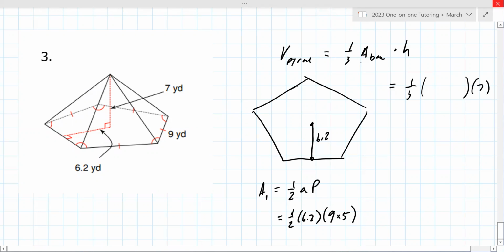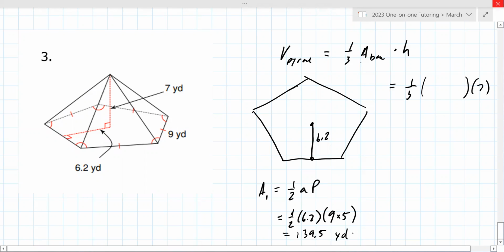Let me go grab my calculator. Okay, I got 139.5. Good.